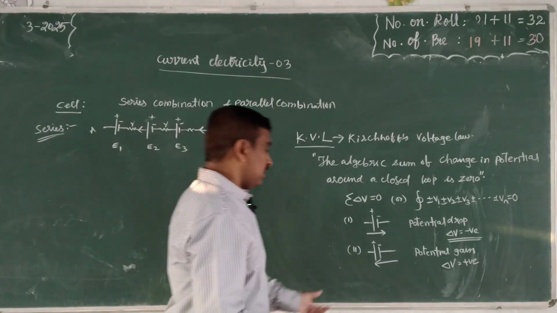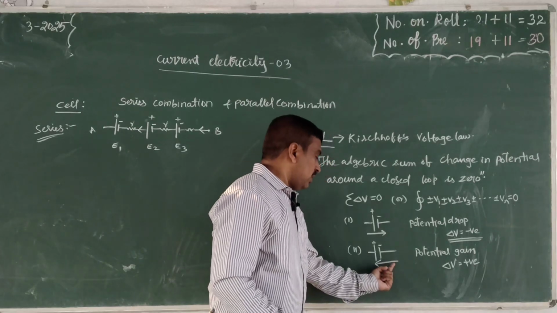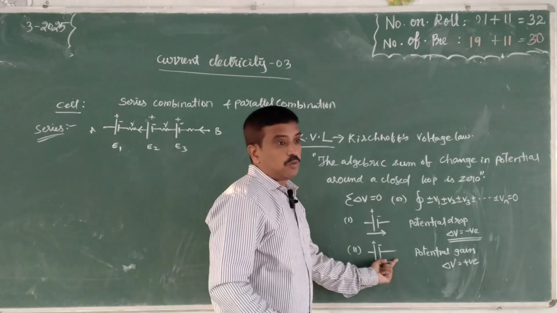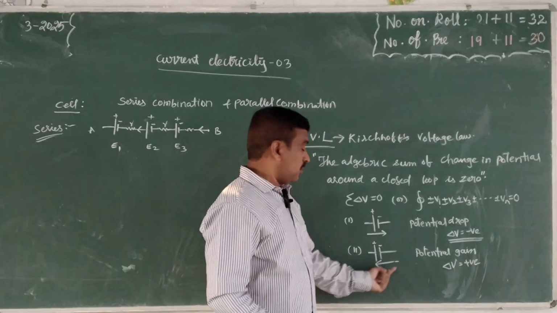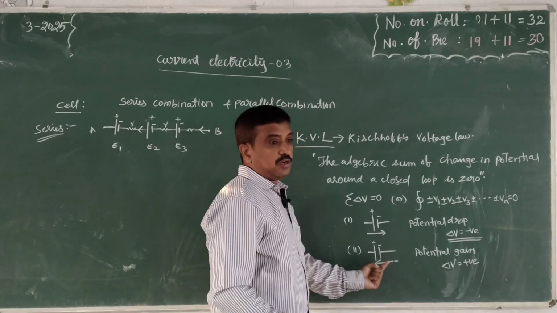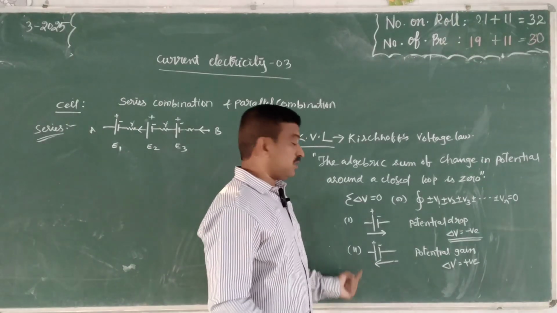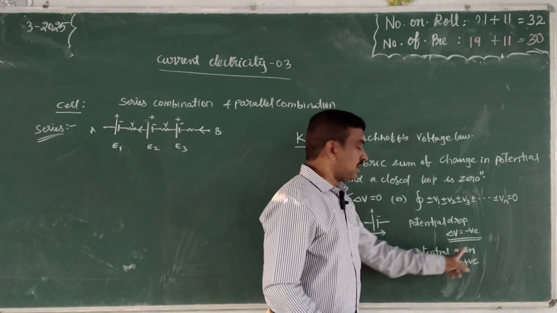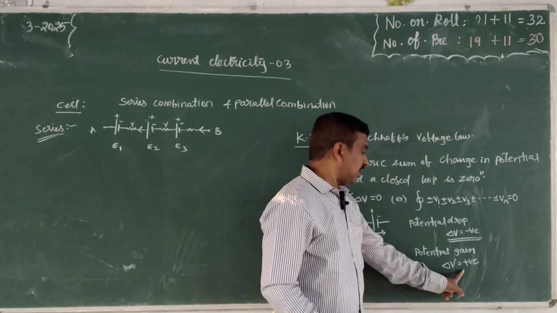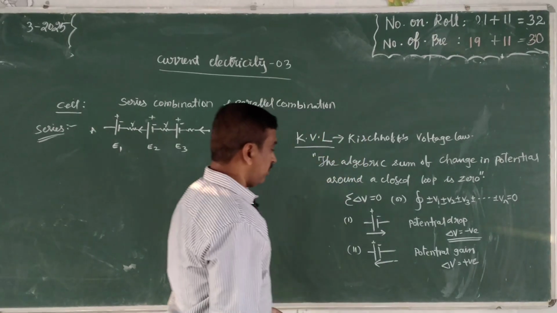See here, the direction of the loop is negative to positive. Negative means lower potential, positive means higher potential. The loop direction is moving from lower potential to higher potential. In that case, we can take it as a potential gain. So for a potential gain we can write delta V equal to positive.